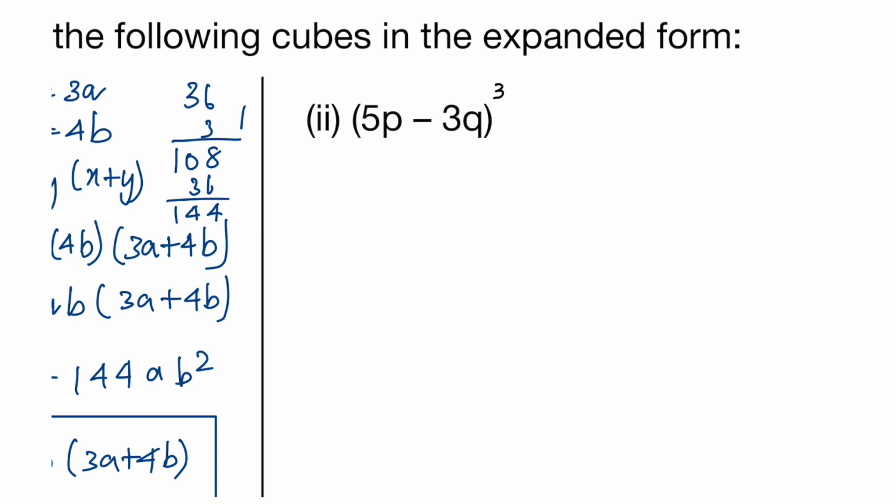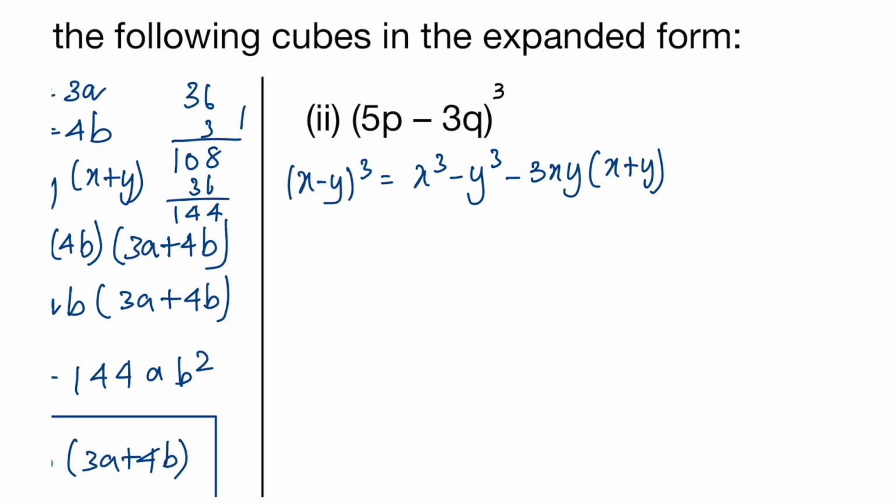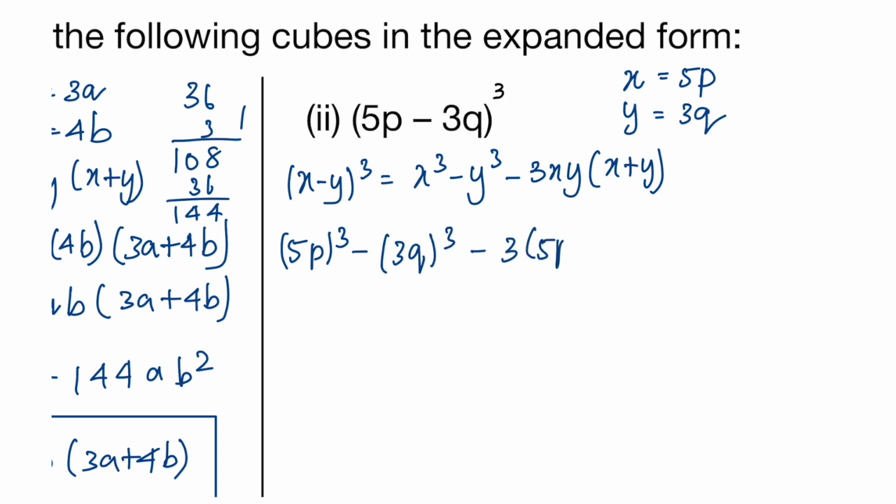Instead of the (x + y) the whole cube identity, you are going to use the (x - y) the whole cube identity. So (x - y) the whole cube is equal to x cube minus y cube minus 3xy into (x - y). In this place x is equal to 5p and y is equal to 3q. We are just going to substitute these values in this algebraic identity. So that is going to be (5p) the whole cube minus (3q) the whole cube minus 3 into 5p into 3q into (5p - 3q).